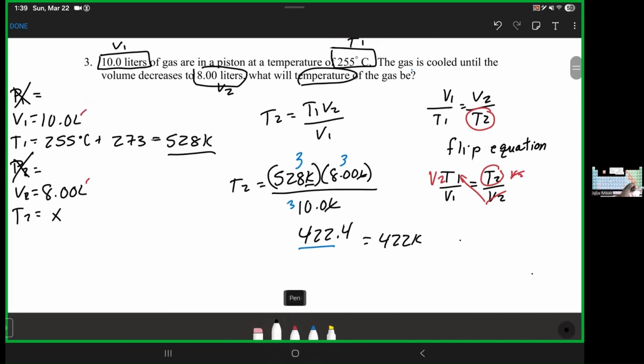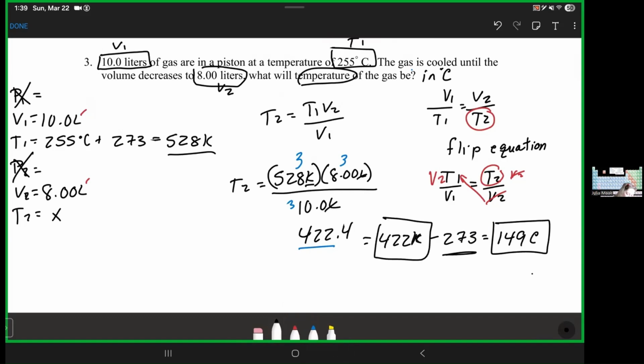Now, what if they had said in Celsius? What if they said, what will your new temperature of the gas be in Celsius? Okay, so now remember to go from K to Celsius, we would subtract that 273. And I did not do that math, so let me do that math real quick. And I get 149 C. Okay, so if they ask for it in C, you have to subtract that 273. If they don't ask for it in C, you can just leave it in K.